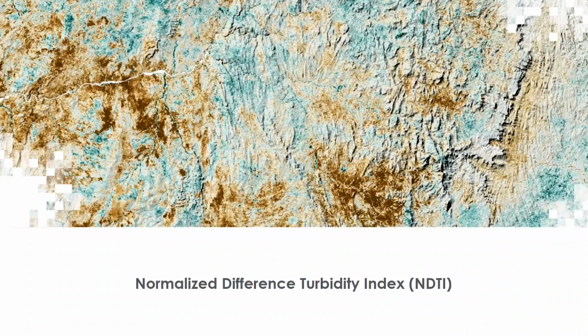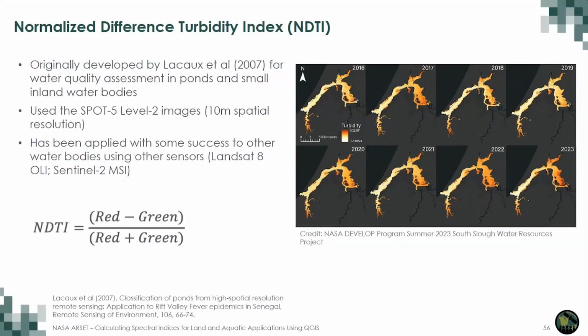Now to move on to the normalized difference turbidity index. This was originally developed by Lecoq et al. in 2007 for water quality assessment in ponds and small inland water bodies. It used the SPOT 5 level 2 images at a 10 meter spatial resolution, and has been applied with some success to other water bodies using other sensors, such as the Landsat 8 OLI and the Sentinel-2 MSI.